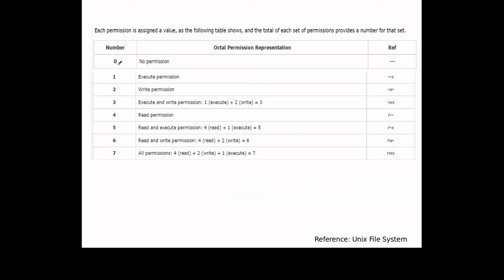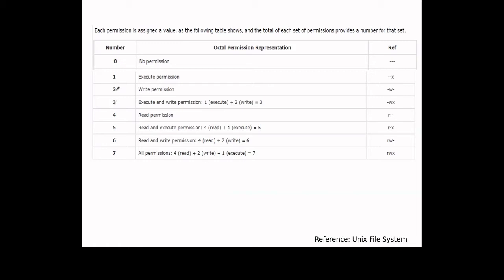So if 0, there is no permission: not read, not write, not execute. If the number 1 is set, then there is the execute permission. You can see here --X, X means execute permission. If number 2 is set, then write permission. Then 3 is execute and write permission. 3 is the addition of these two, 1 plus 2, that is 3. That's why execute and write permission.